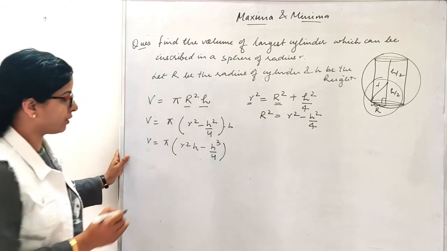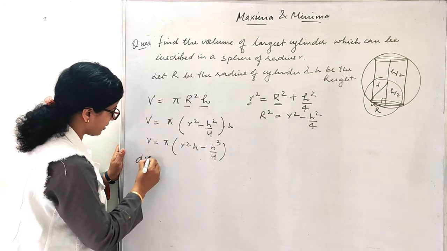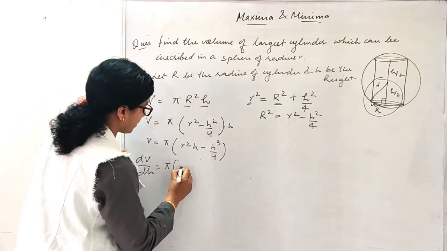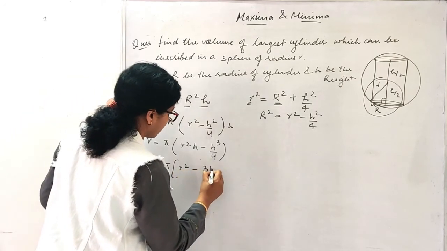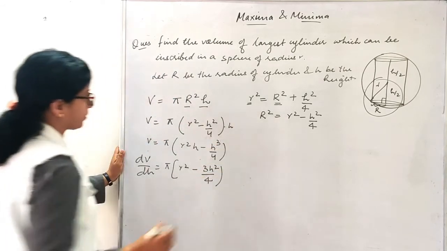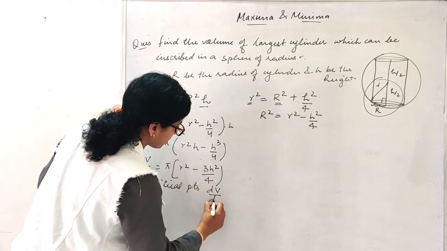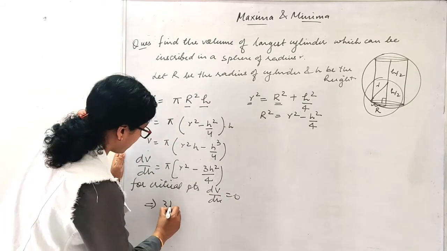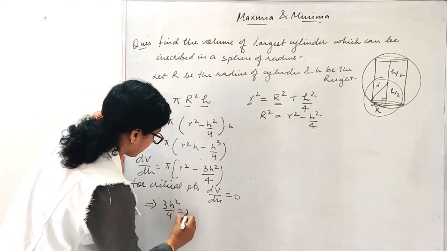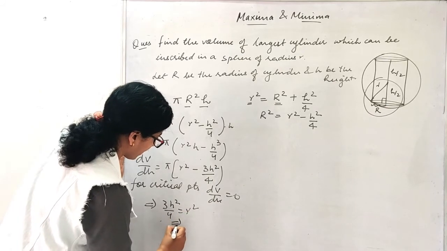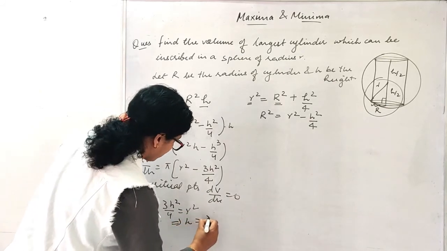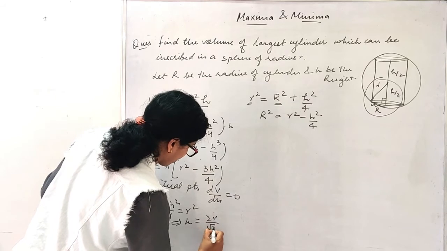So now I will find dV by dh. What am I getting? pi times (r square minus 3h square by 4). Now for critical points, dV by dh is equal to 0. 3h square by 4 equals r square. What does that imply? h is equal to 2r by root 3.